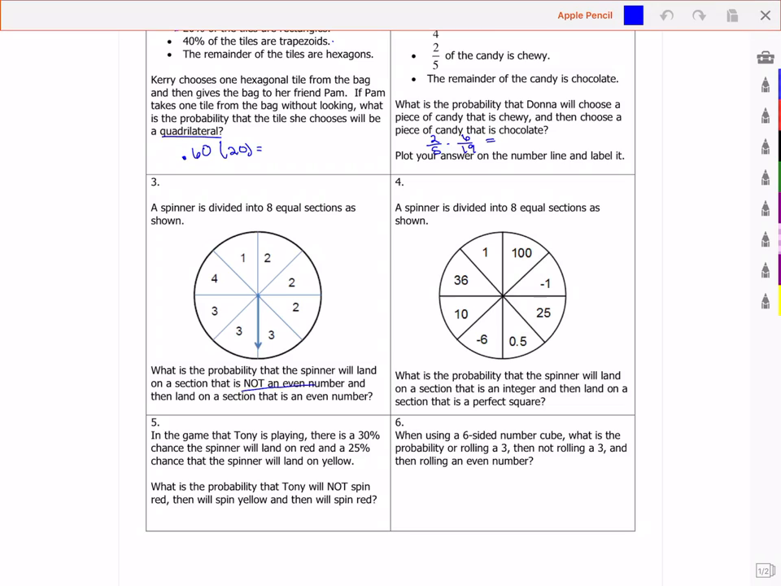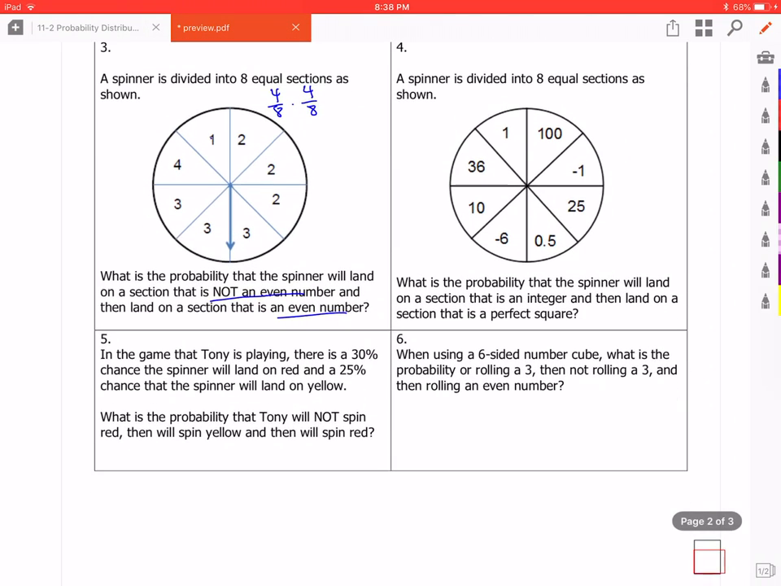This one, we want it to land on not an even number and then an even number. So we count, there's 1, 2, 3, 4 odd numbers on there and 4 even numbers. So I'd say 4 out of 8 times 4 out of 8. Because they're independent events, we're not going to need to worry about 1 less or anything. Okay, number 4, you're doing the same way. You figure out which ones are integers and perfect squares.